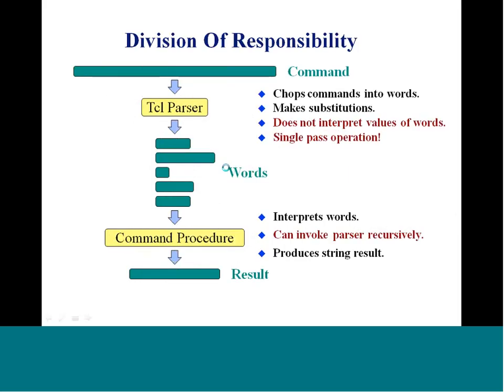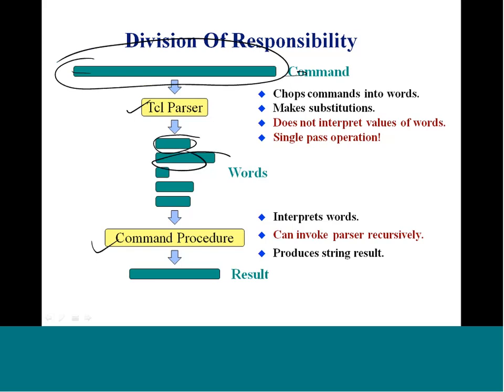In terms of how a command is parsed, there is a division of responsibility inside Tcl. There are two components: the Tcl parser itself and then the command procedure. This line is your Tcl command essentially. It is just a string of characters that come in one by one. The Tcl parser, all it does is chop the command into words. So this is one long command, and it chops it into first word, second word, third word, fourth word, and so forth.